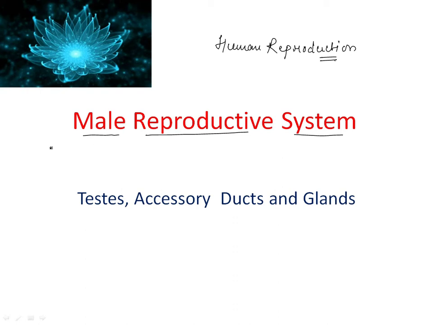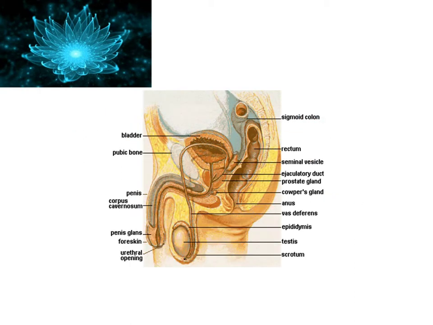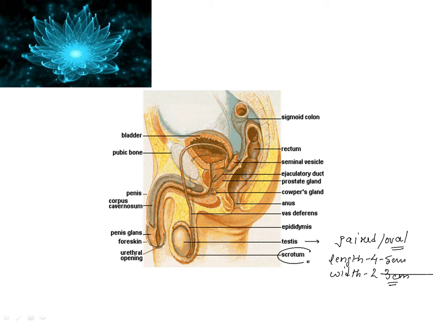You know, the male reproductive system is present in the pelvis region. It consists of testes, accessory ducts and glands along with the external genitalia. Now, testes are paired structures, two in number, oval in shape, length 4 to 5 centimeters, width 2 to 3 centimeters, present in the pouch called scrotum. This is the pouch which is made up of skin.